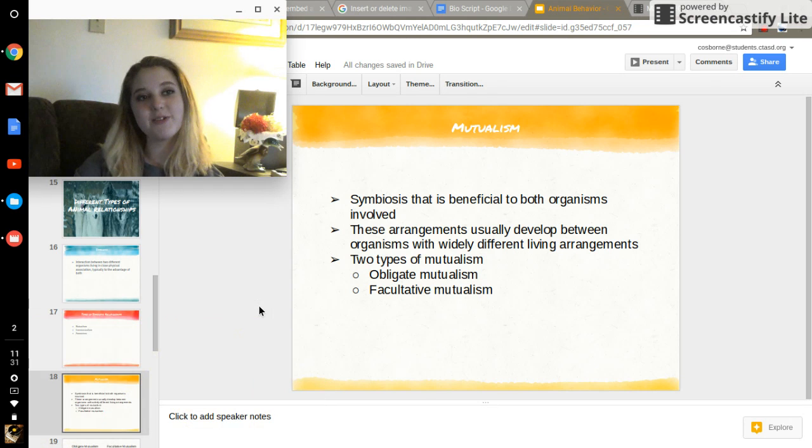Mutualism is a symbiotic relationship that is beneficial to both organisms involved. These arrangements usually develop between organisms with widely different living arrangements, like a rhinoceros and an oxpecker bird. There are two types of mutualism: obligate and facultative.